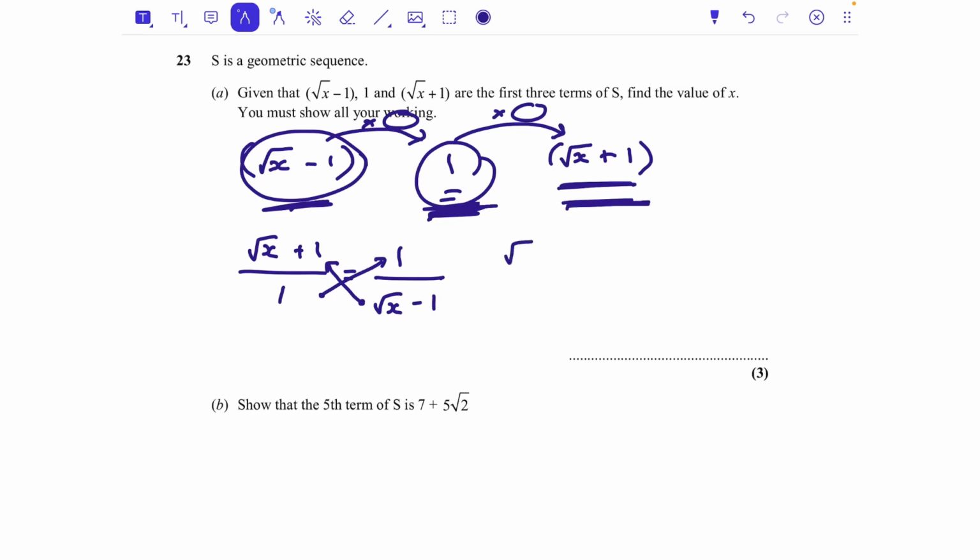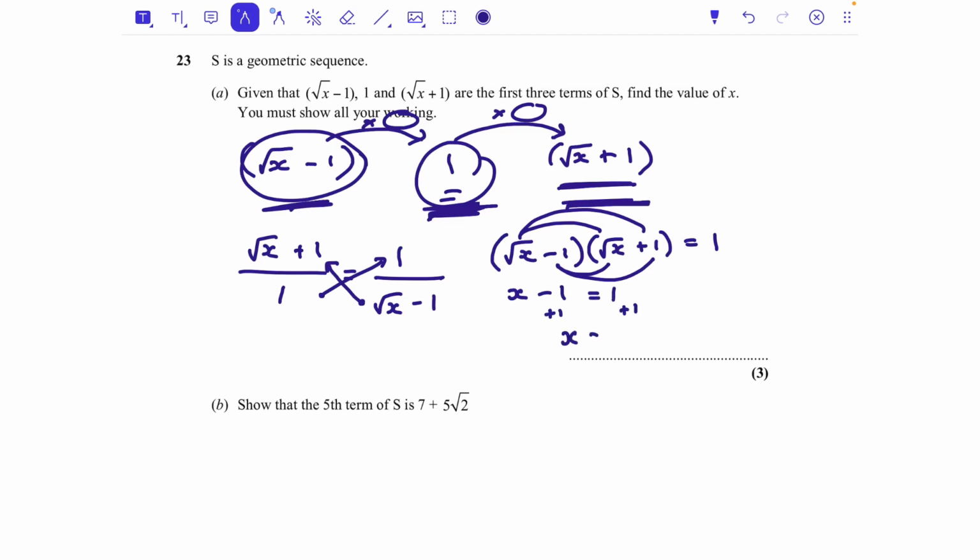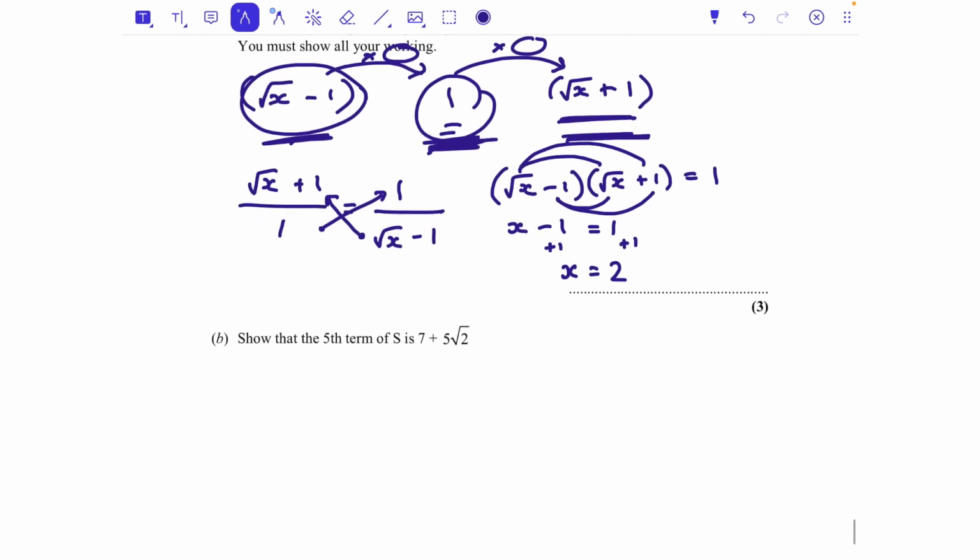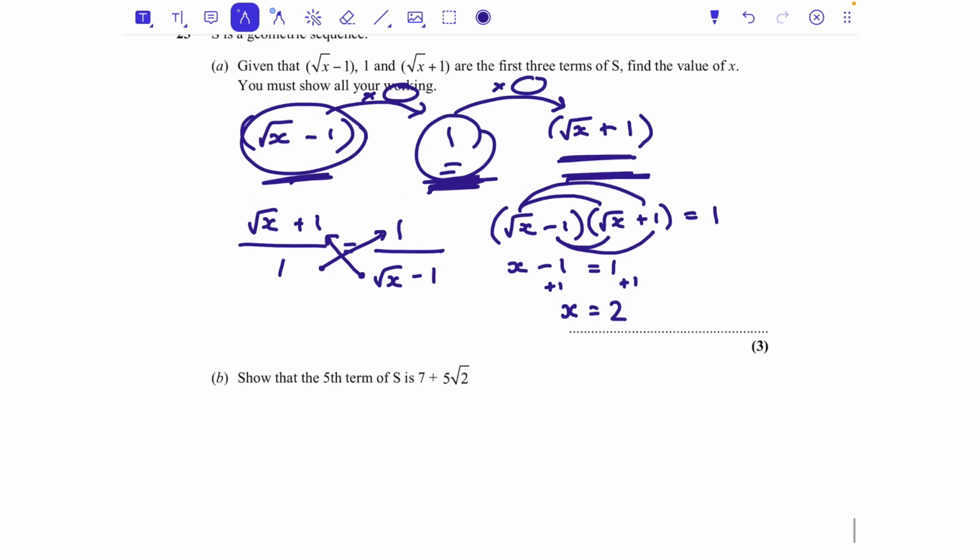So I'm going to get root x minus 1 times root x add 1 equals 1. Now root x times root x is just x. Root x times 1 is plus root x, minus 1 times root x is minus root x, so that's gone. And then I've got minus 1 times 1, which is minus 1, and that equals 1. So I'm going to need to add 1 to both sides, so x equals 2, and that all works out very nicely. Show that the fifth term of S is 7 add 5 root 2.